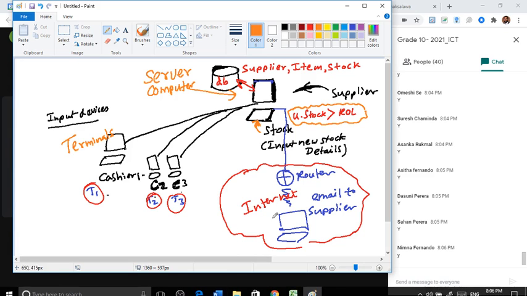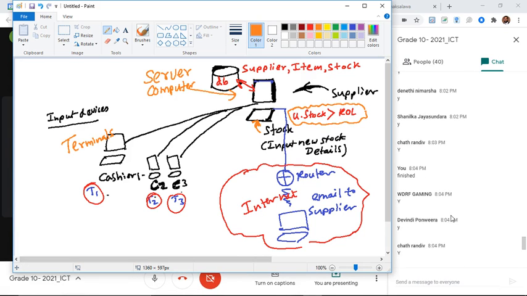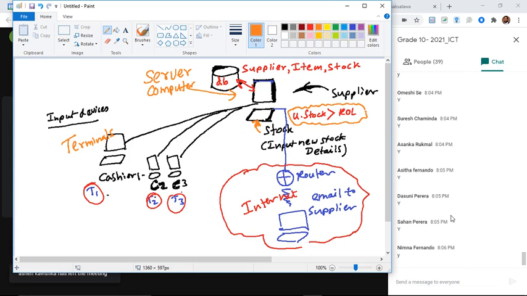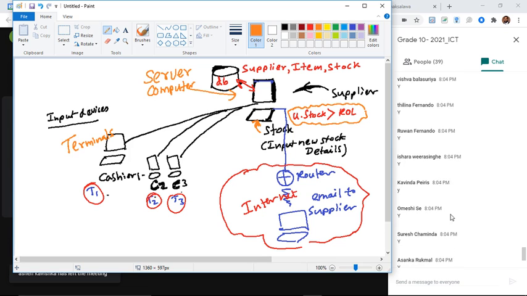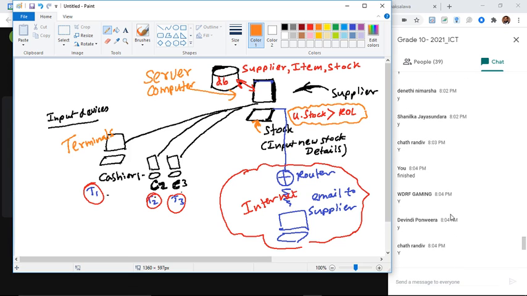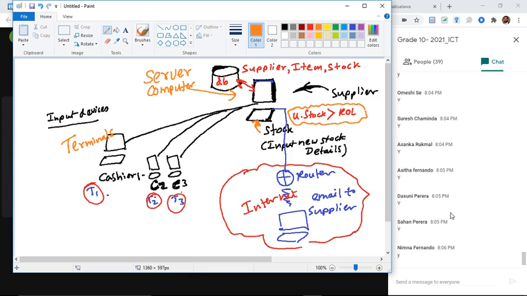Right. So many of you have finished. Okay, some students also. If you have finished, just put yes in the chat area. If you have not copied, just take a screenshot. I'm going to move to the next part.